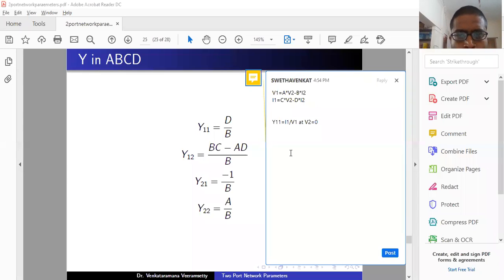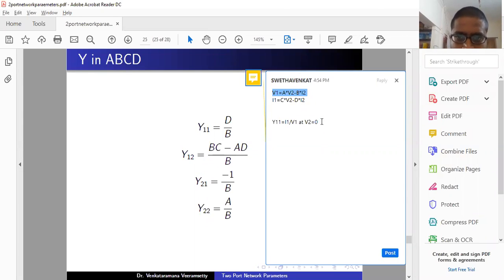So today we are going to discuss the Y parameters in terms of the ABCD parameters. We have to start with the equations which represent the ABCD parameters, that is V1 equal to A into V2 minus B into I2 and I1 equal to C into V2 minus D into I2. Later I want to find Y11 in terms of the ABCD parameters.